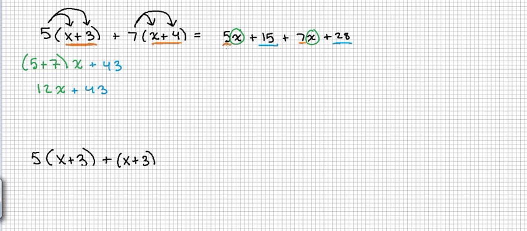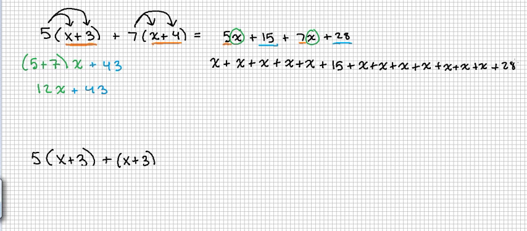So if we expanded x out 5 times, we'd have x plus x plus x plus x plus x. That's the meaning of 5 times x. We're going to take plus 15 over here. Then we're going to take 7x: x plus x plus x plus x plus x plus x plus x. That's 7x, plus 28. Okay.